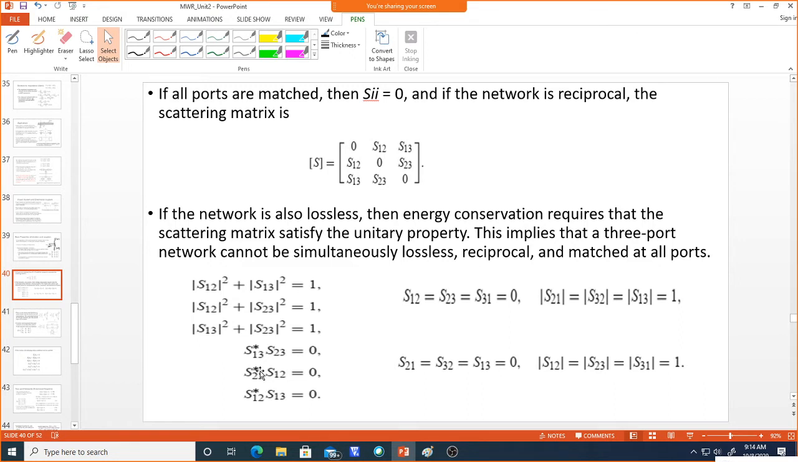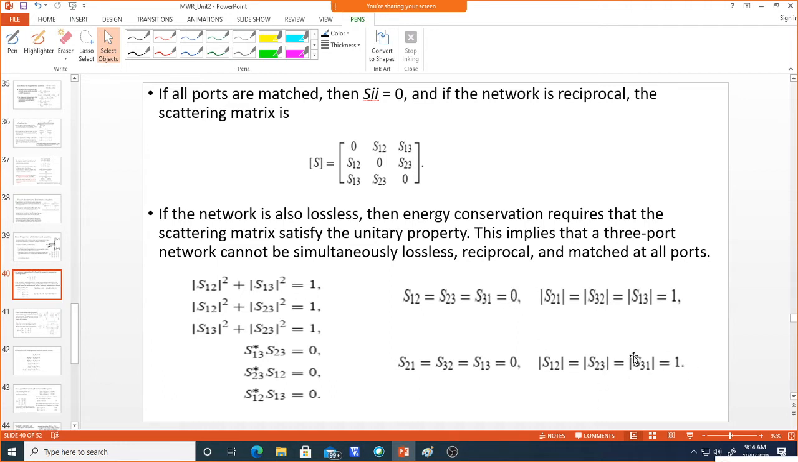Okay, so similarly, you put all other conditions. If you put S12, S23, S31 equal to 0, then you will get S21, S32 and S13 equal to 1. In a similar way, if you set S21, S32, S13 equal to 0, then you will get this. If I put this condition, you will get this. If I put this condition, you will get it. But simultaneously, the same values should not take different values of the parameters.